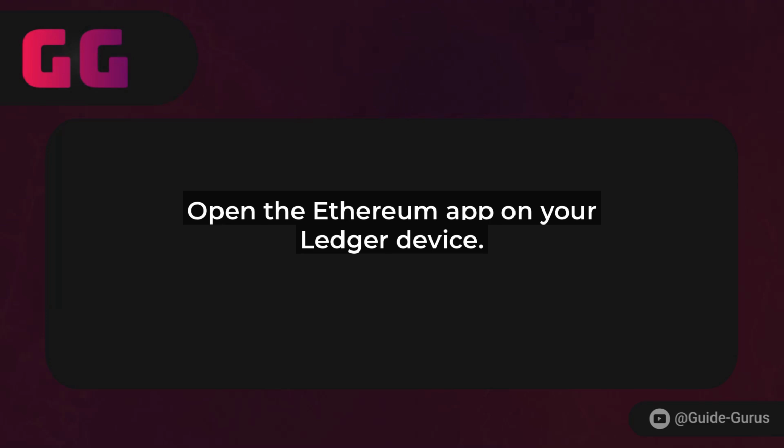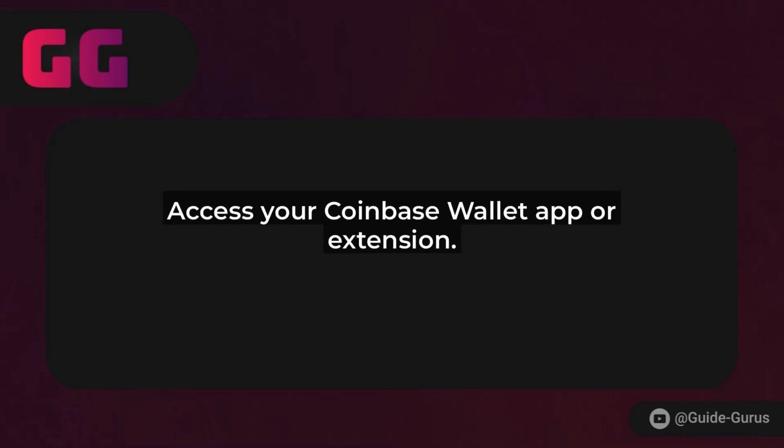Let's jump right in. First, make sure you have everything ready. You'll need your Ledger Nano X device, the Ethereum app installed on it, since USDT is an ERC20 token, and your Coinbase wallet set up with funds. Double-check that your Ledger is charged and your Coinbase account is verified to avoid any hiccups.